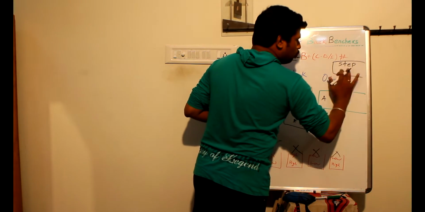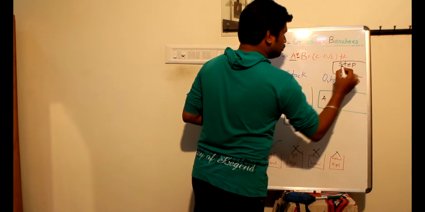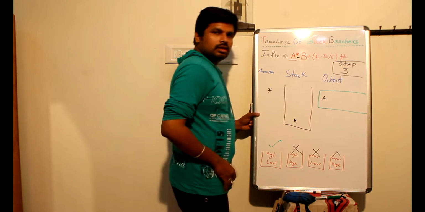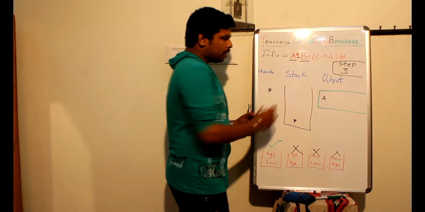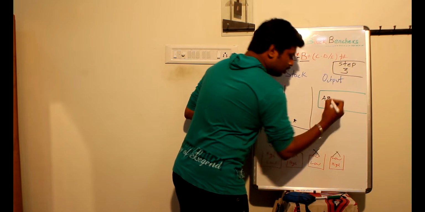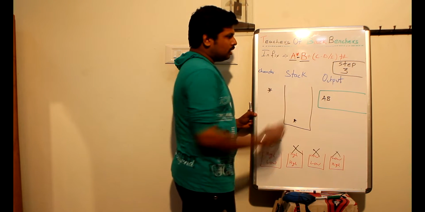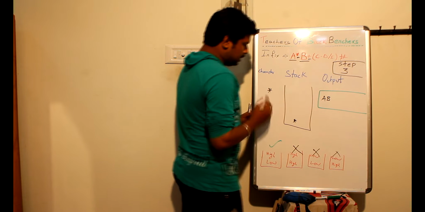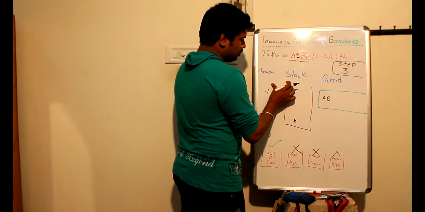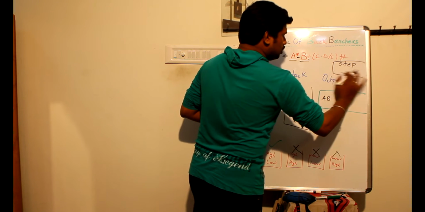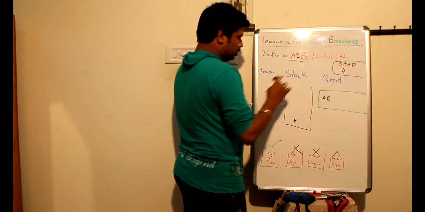Now moving on to step 3. The next character is an operand. Operand means we have to push it to the output. Then the next character is plus. So step 4 is plus.